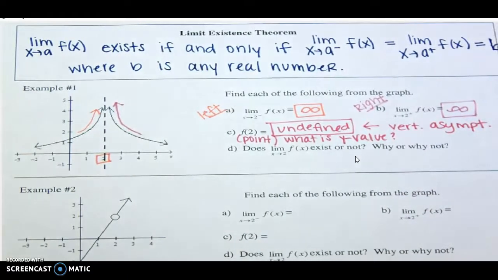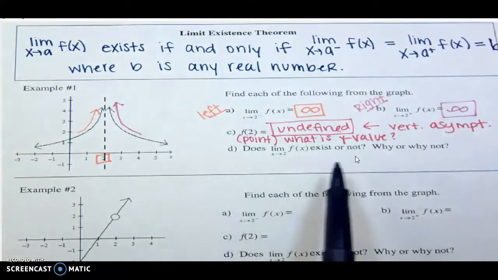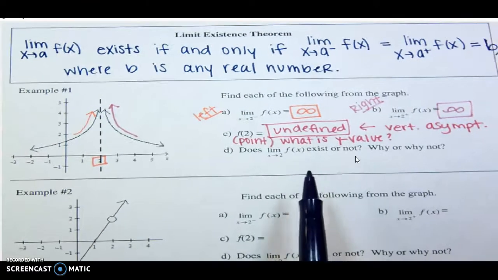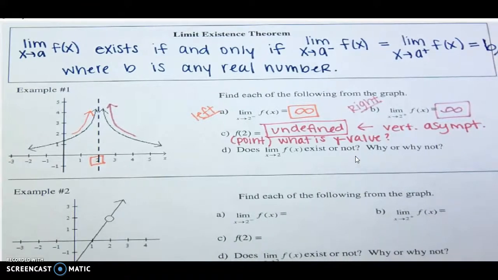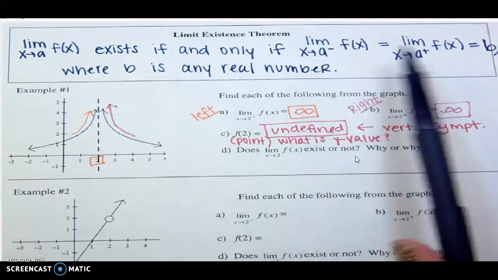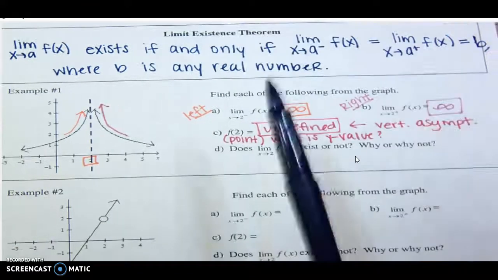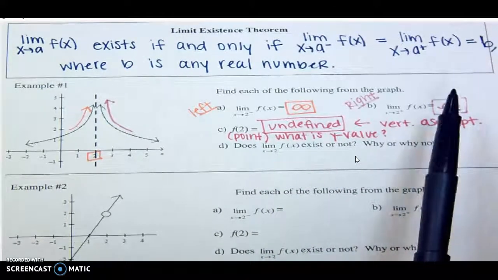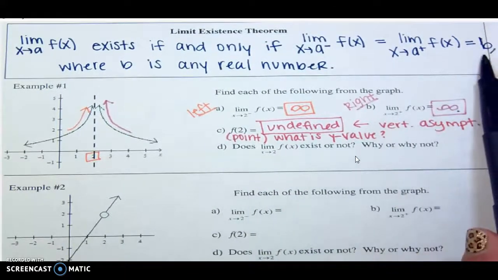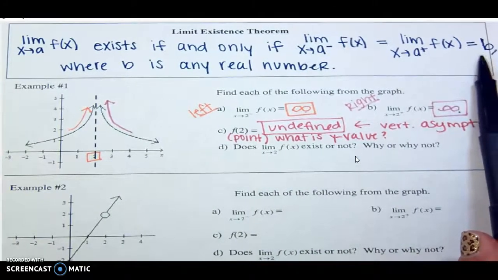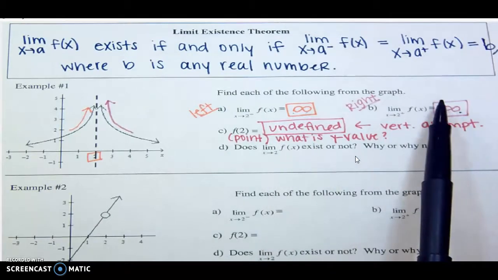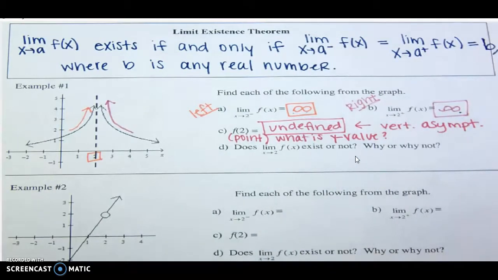Alright, part D goes back to what we were talking about in part A and part B. Part D says, does the limit exist or not? So let's go back to what our limit existence theorem says. It says the limit exists if and only if the left and the right are equal. Well, they were both infinity. But it has to be equal to b, and remember b has to be a real number. Well, infinity is not a real number. So because they both approach infinity, and that's not a real number, then the limit doesn't exist.